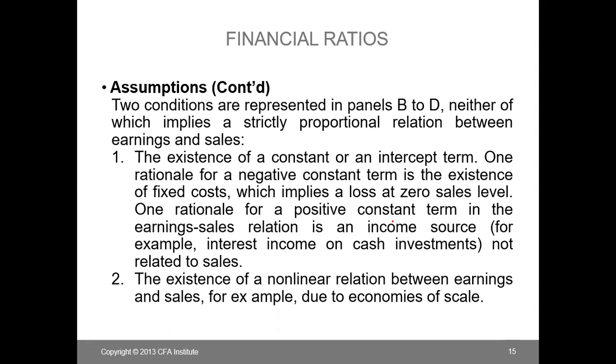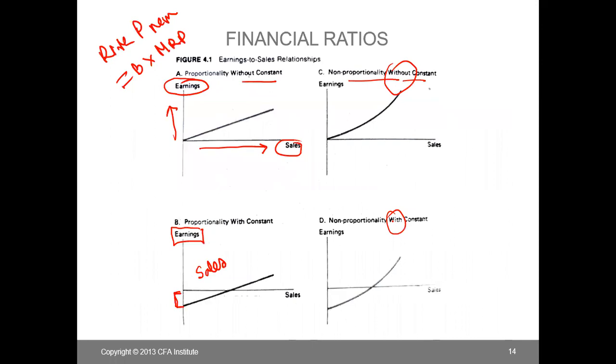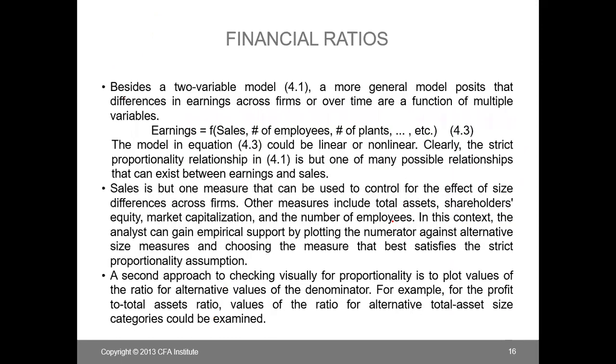There can be a non-linear relationship between the sales and earnings for a specific reason. One reason can be if the firm enjoys some kind of economies of scale. And in the two-variable model we used earlier, earnings is directly proportional to the sales. But in general, earnings is not a function of sales only. Rather, earnings is a function of a number of variables. So it is a more general model.